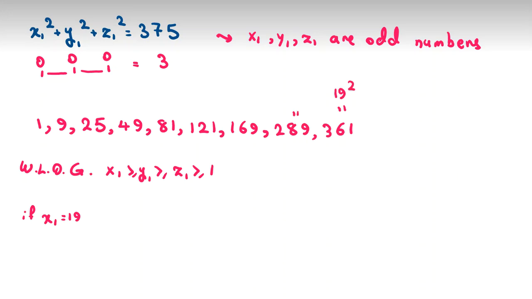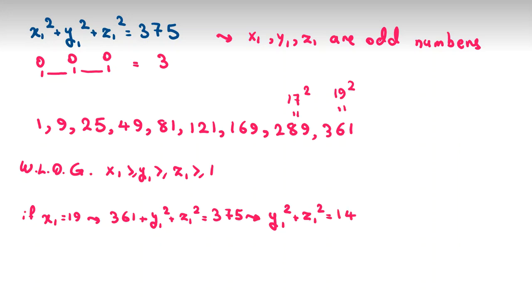For example, the previous one is 17 squared. So we conclude what? 361 plus y1 squared plus z1 squared equal to 375. So y1 squared plus z1 squared equal to 14. Now, how can we create 14? Is it possible with 25 and a larger number? Or not possible to use 1, 9? 9 plus 9, 18, not possible. 1 plus 1, not possible.